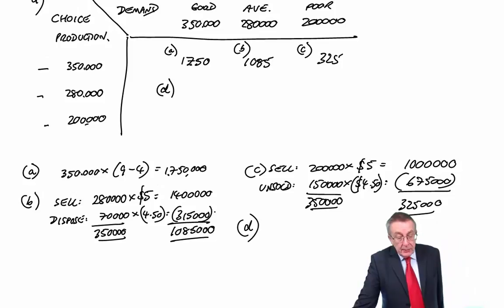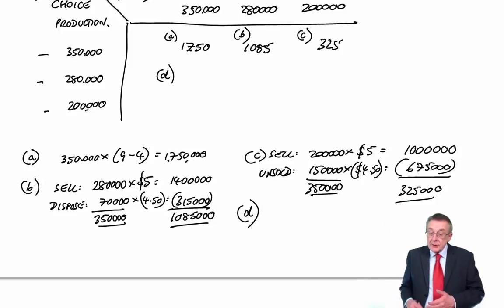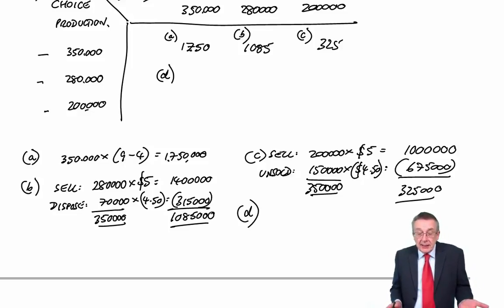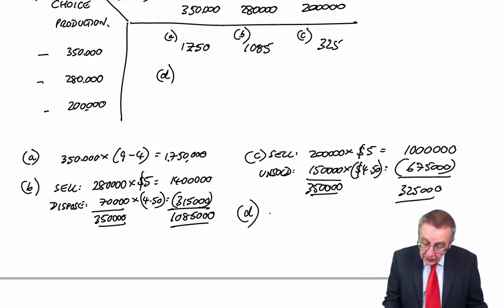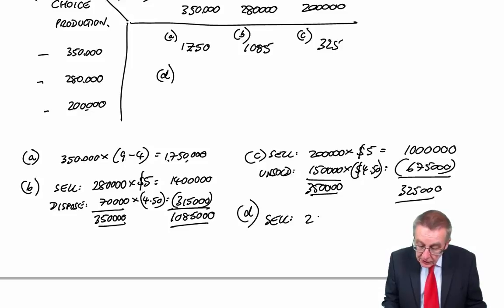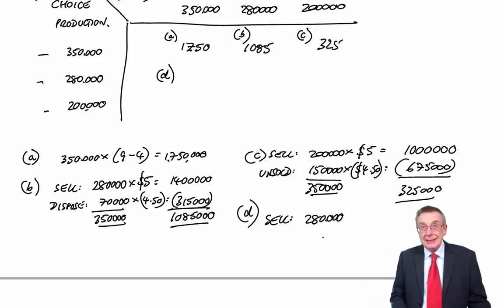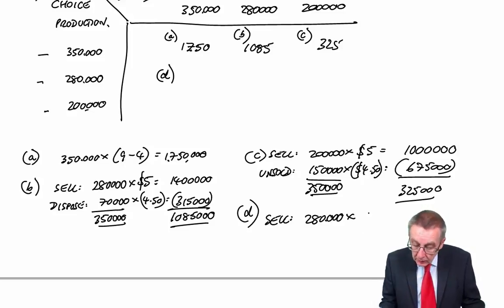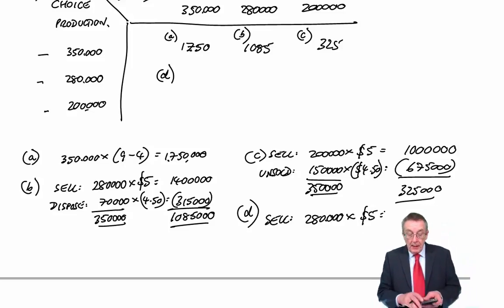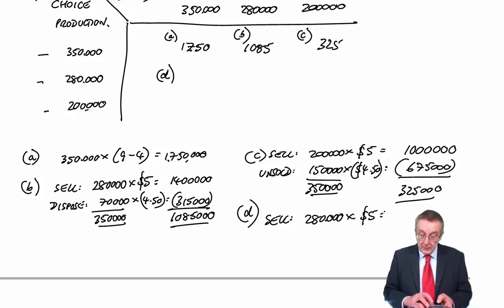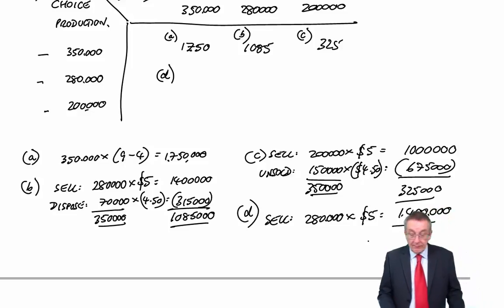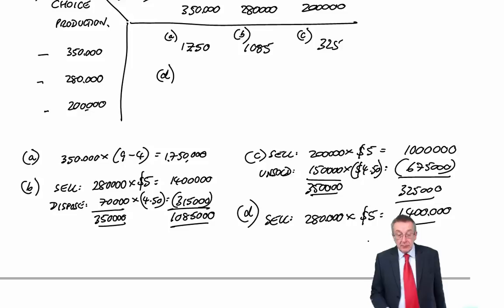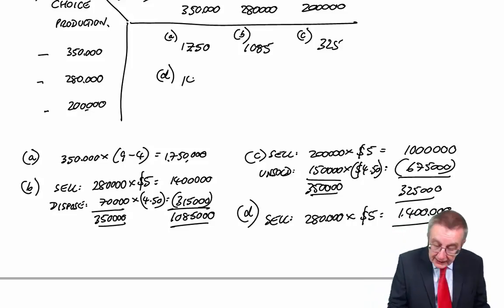But do watch this, that here we're producing 280,000. Now demand is 350,000. But if we only made 280, we can only sell 280. And there's going to be none unsold. So you sell 280,000, you cannot sell more than you produce. On every one sold we make $5. And therefore, 1.4 million. Easy. Provided you've understood the question, obviously.